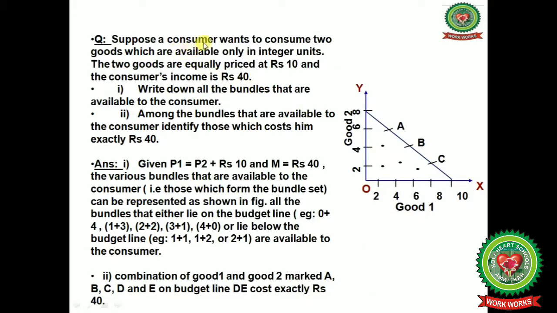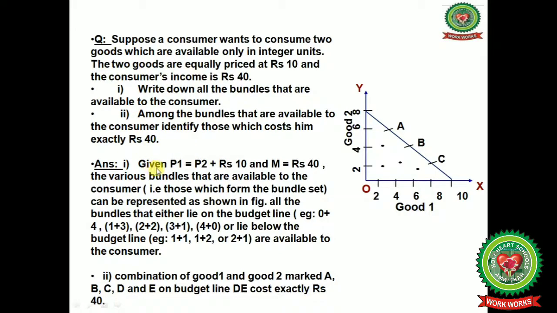Next one is, suppose the consumer wants to consume 2 goods which are available only in integer units. The 2 goods are equally priced at rupees 10 and the consumer's income is rupees 40. First one is, write down all the bundles that are available to the consumer, and among the bundles that are available to the consumer, identify those which cost him exactly rupees 40.